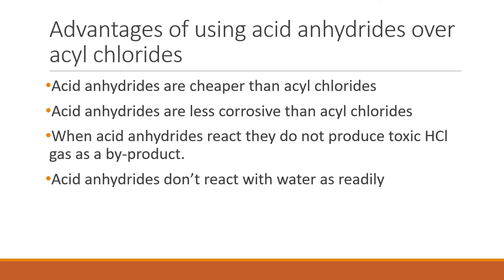Acid anhydrides are less corrosive, so safer to handle than acyl chlorides. And acid anhydrides, when they react, they produce a carboxylic acid as the byproduct. When acyl chlorides do the same reaction, they always produce HCl as toxic HCl gas, not as hydrochloric acid. It's not in solution, it's coming off as toxic HCl gas. So that's very dangerous for the people working with it. They'd have to be working in a fume cupboard. So acid anhydride is just safer for that reason.